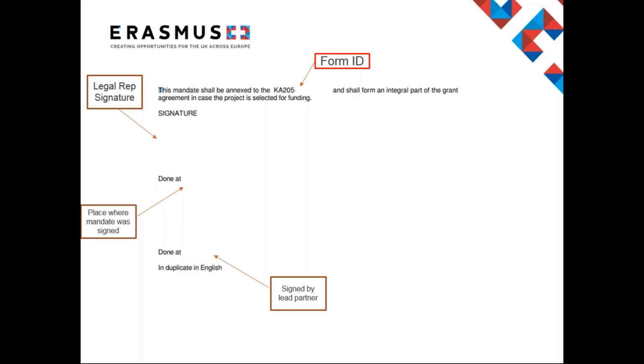You will need to make sure that each mandate is signed by the legal representative of the partner organisation and by the legal representative of the lead organisation applying for funding. If both of the organisations have a stamp, please do include it. If you don't, please write not applicable.